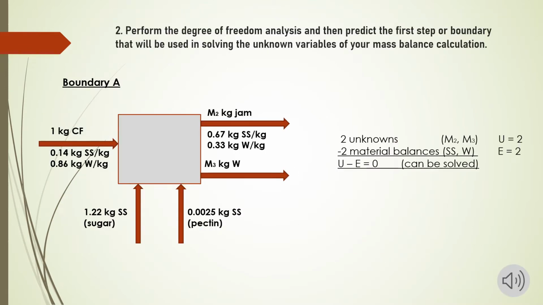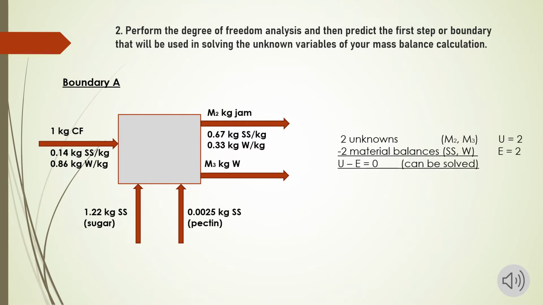Question number 2. Perform the degree of freedom analysis and then predict the first step or boundary that will be used in solving the unknown variables of your mass balance calculation. In this question, we have 3 boundaries which are A, B, and C. We first take the overall boundary, which is boundary A. It has 3 inputs and 2 outputs.